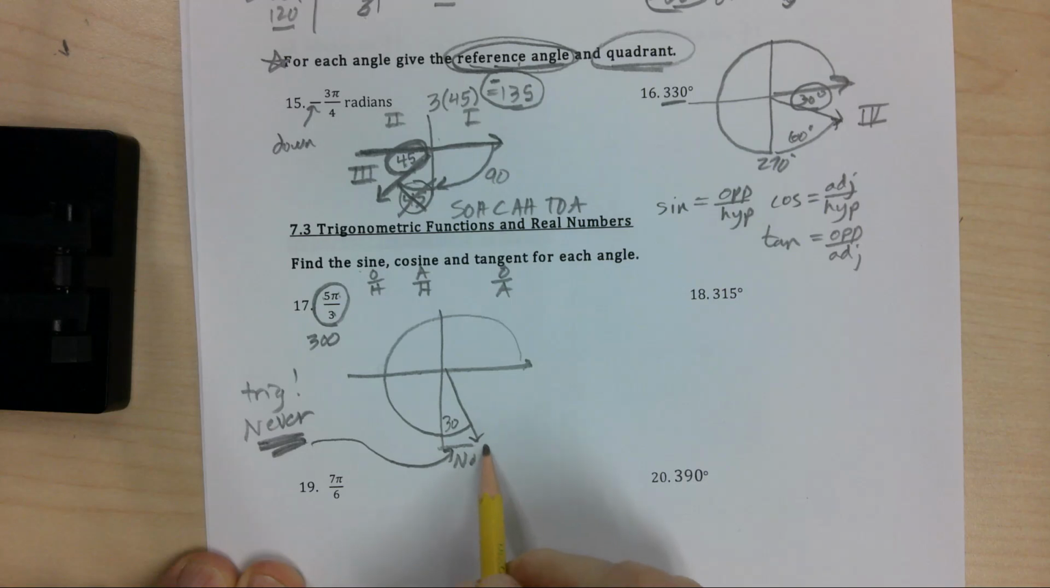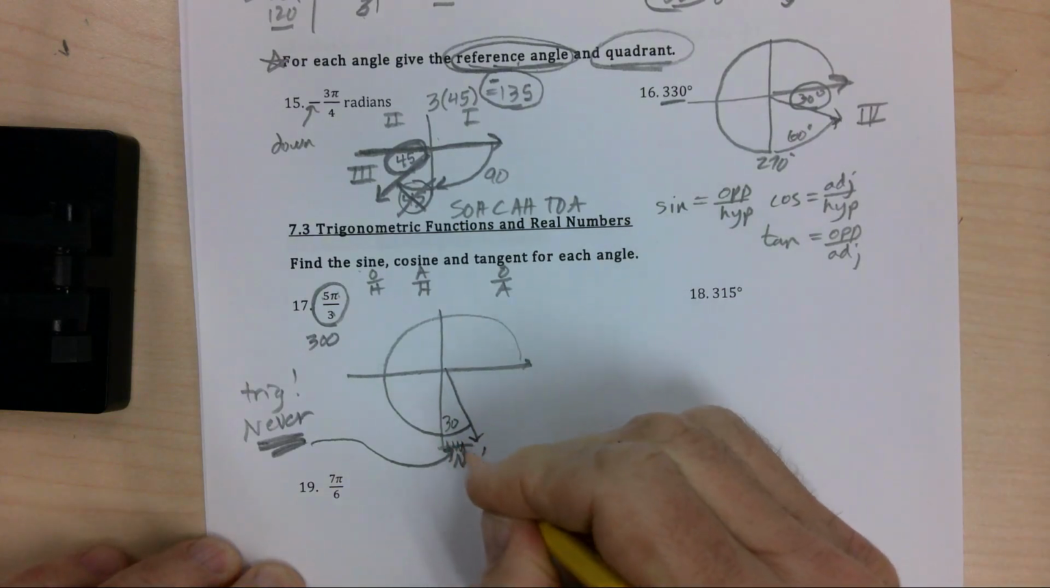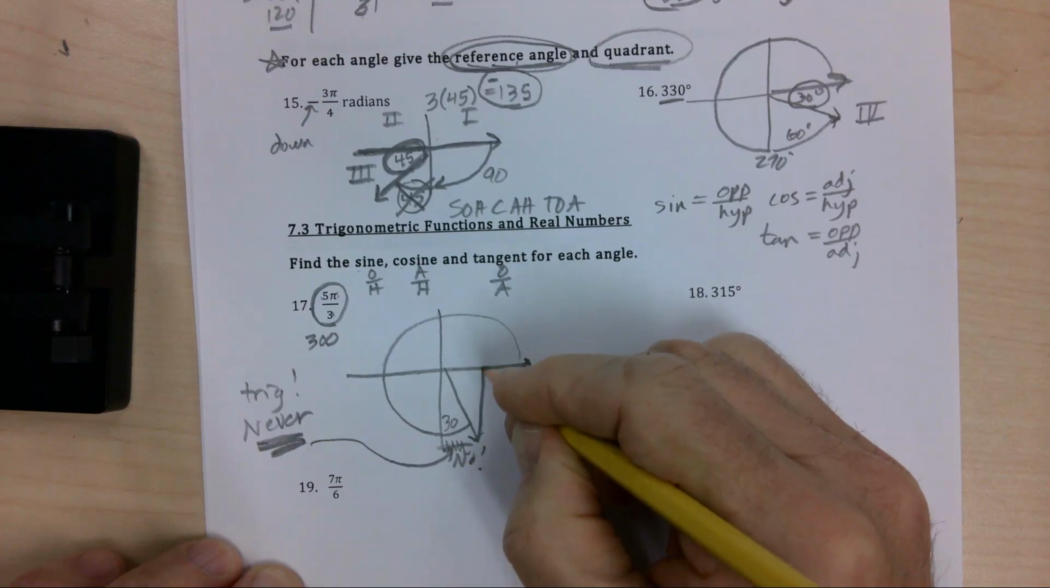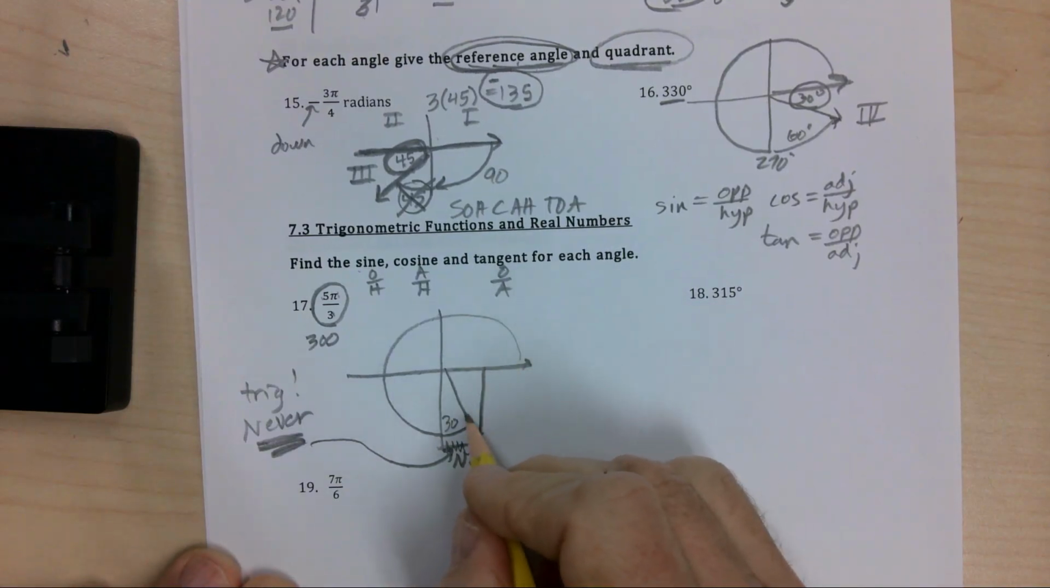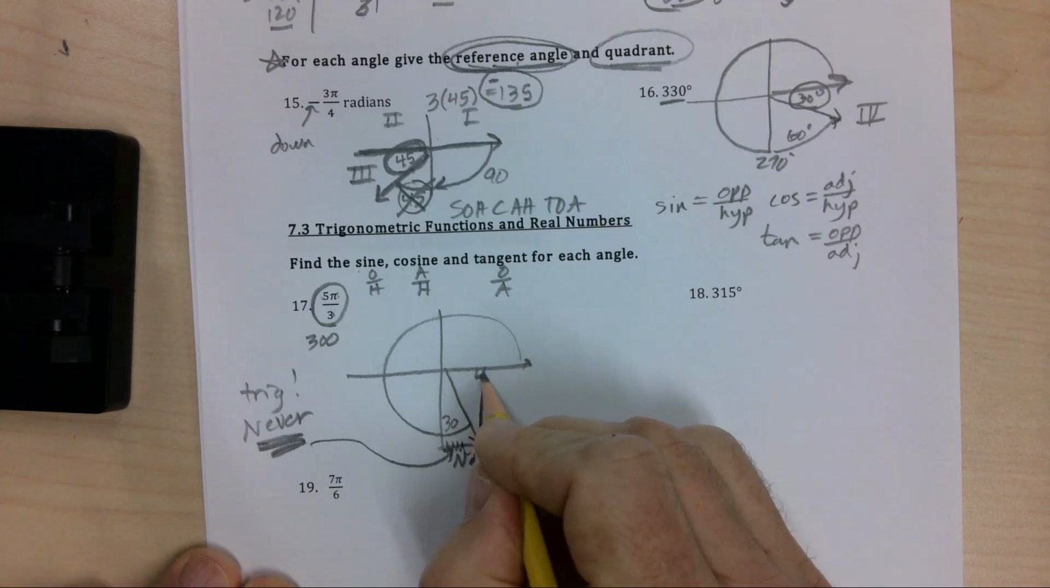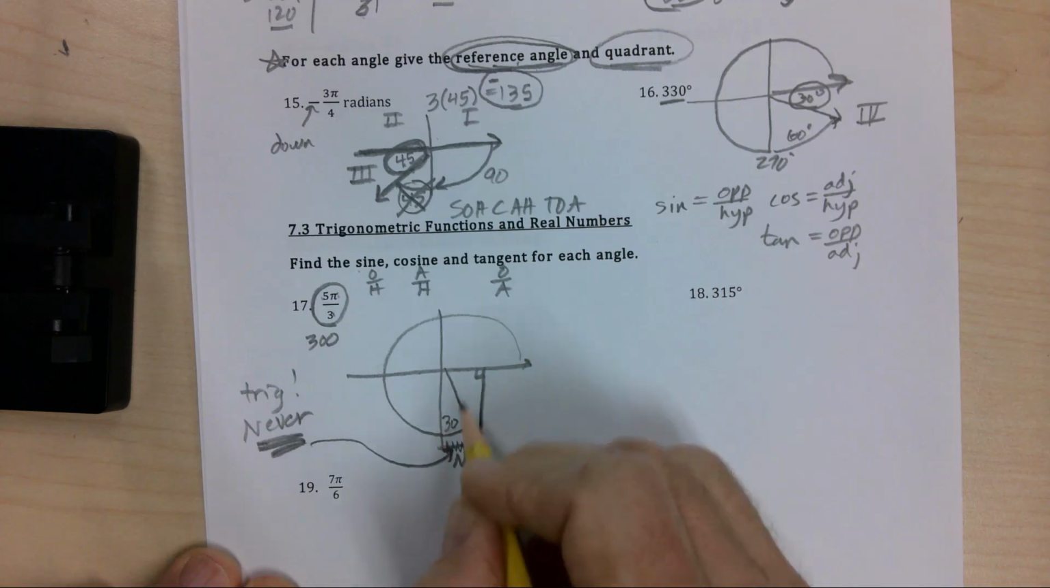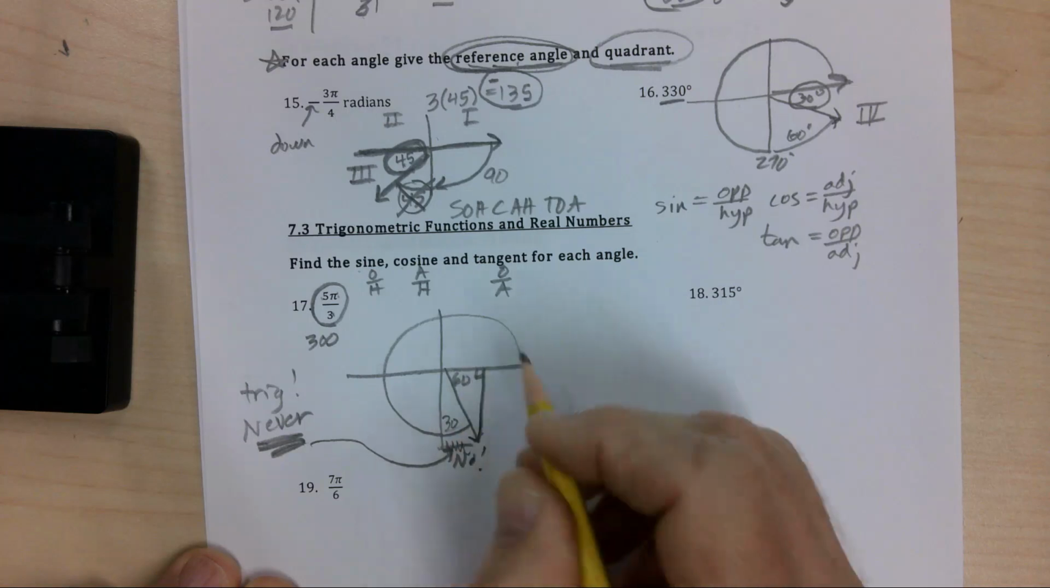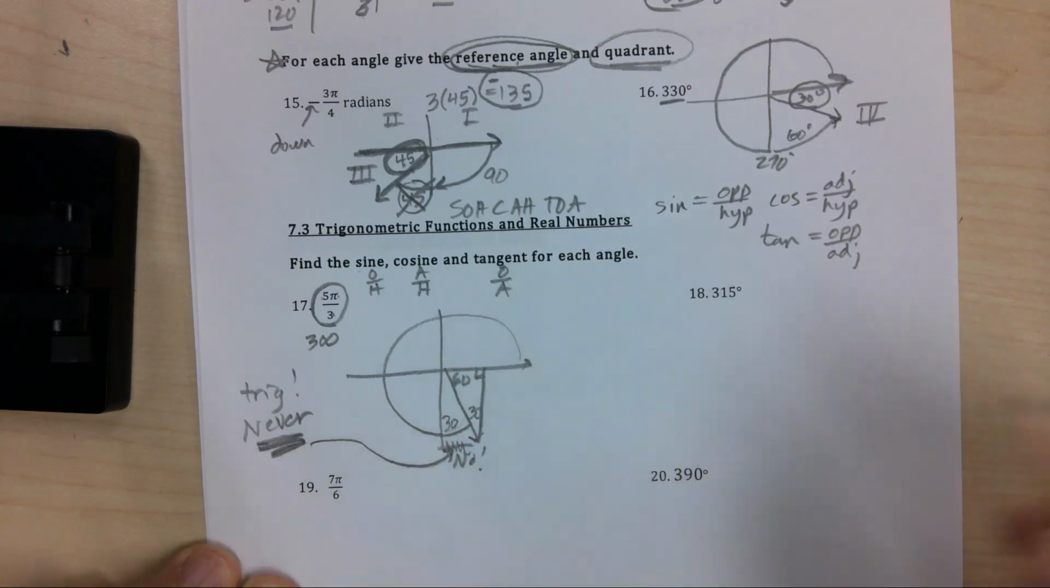Never. No. So don't do that. Always come back to the x. Now notice, a lot of math going on here. This is 90. If this is 30, this remaining piece has to be 60, and this is 30.